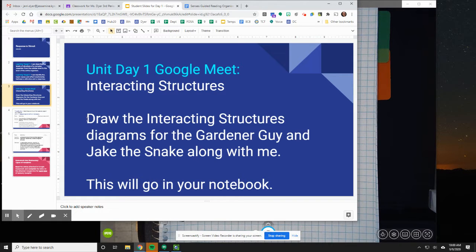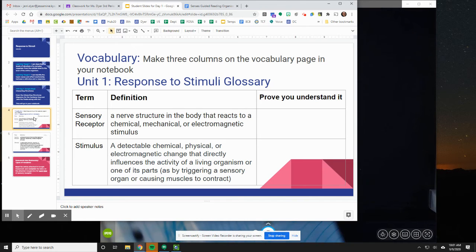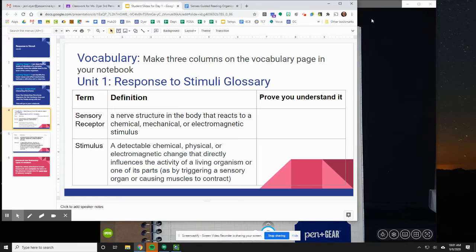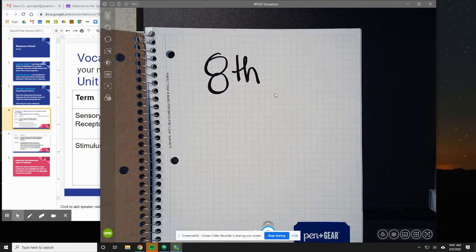The way that we're going to do that is we're going to draw some diagrams, and we're going to use the gardener guy and Jake the snake. So these are our characters for the day, and we're going to put this work in our notebook. Part of your exit slip out of class today is a glossary entry. So in your notebooks, you should already have this set up from last Tuesday. If you don't, then you can go back to last Tuesday and take a look and see how to set up your notebook.